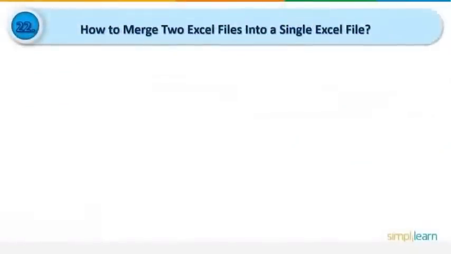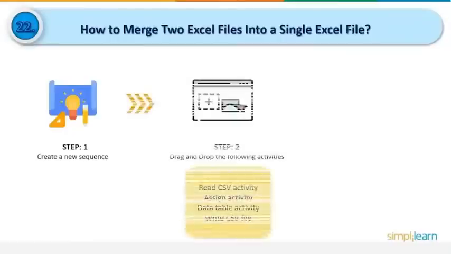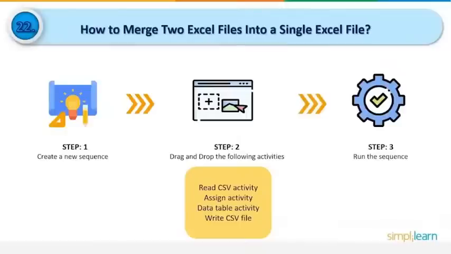How to merge two Excel files into a single Excel file. First, we need to create a sequence. After creating a sequence, we need a few activities like read CSV activity, assign activity, merge data table activity, and write CSV file activity. So we'll drag and drop all these activities and do the process. Then we'll run the sequence and see the output.